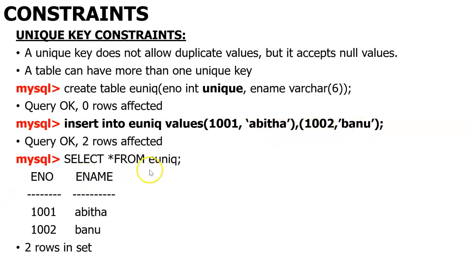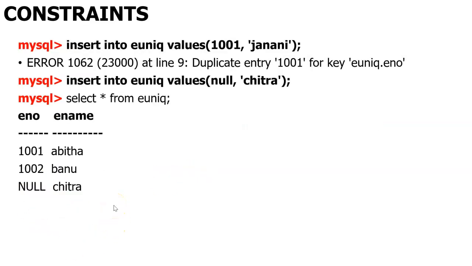Now select star from E unique. The two rows are created and displayed. Now insert a duplicate row with 1001. Duplicates will not be accepted, so an error occurs.